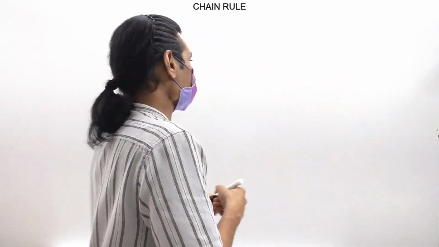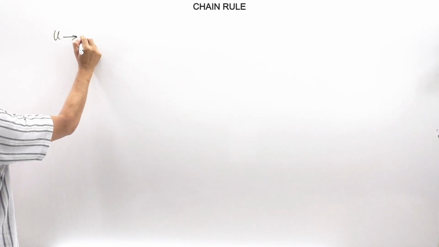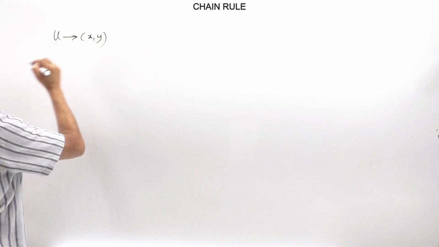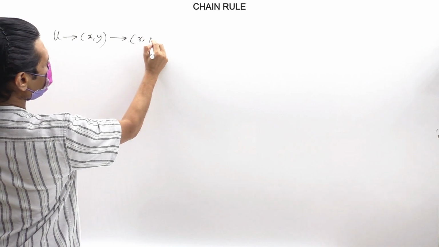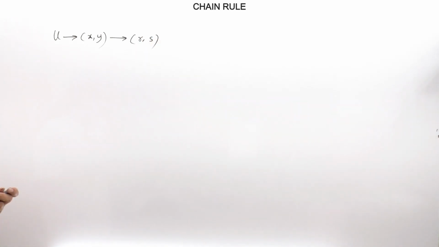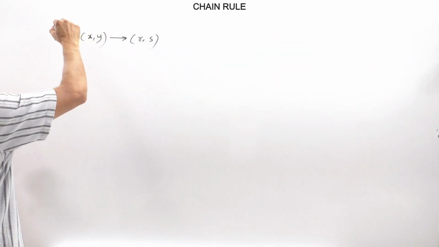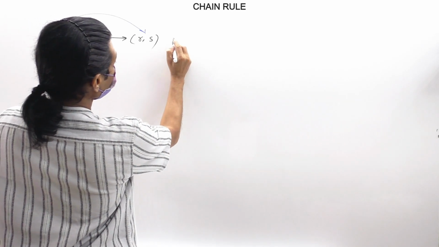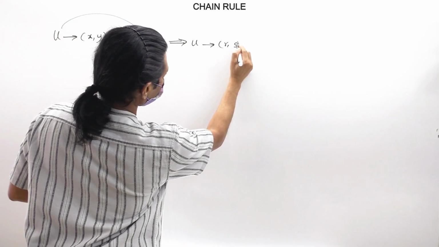Let me explain it mathematically. Let u be a function of x and y, and let x and y be functions of r and s. That means u is a function of x and y, and x and y are functions of r and s. It implies that u is a function of r and s.